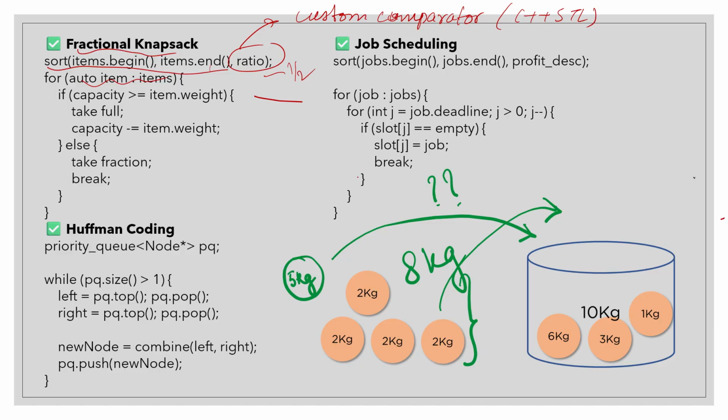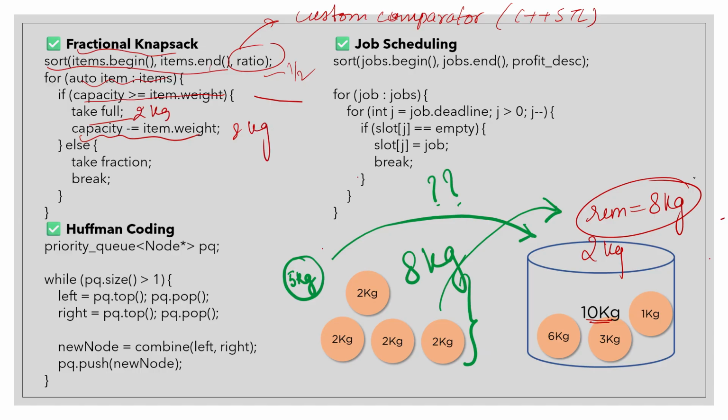Now these items will be in a vector. If your capacity is greater than the weight, you take the full item. Right now you have the capacity, and you decrease the capacity based on the weight. I'll explain with the help of an example. Let's say you have a 10 kg box. When you put 2 kg here, you have to tell the code that you have 8 kg remaining. This is your 8 kg, as you have taken the 2 kg. So this is what we are trying to say. Else you take the fraction and break.